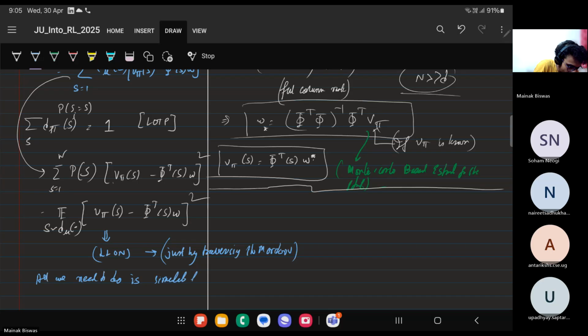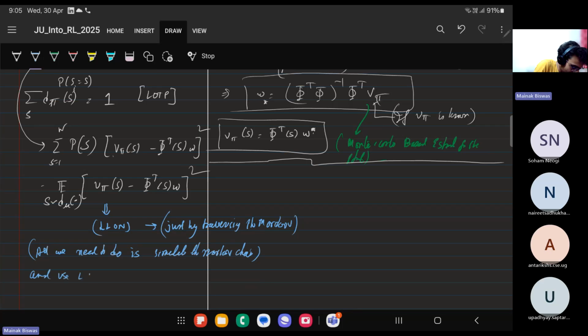We simulate the Markov chain and use the law of large numbers to just take an empirical average of (V pi of S minus phi transpose S W) squared, where S is sampled based on the stationary distribution. This is basically what you need to do. We'll do it next time, but basically we'll traverse the Markov chain based on the stationary distribution and then take the empirical average. That's why it is beneficial. So that was a side thing.